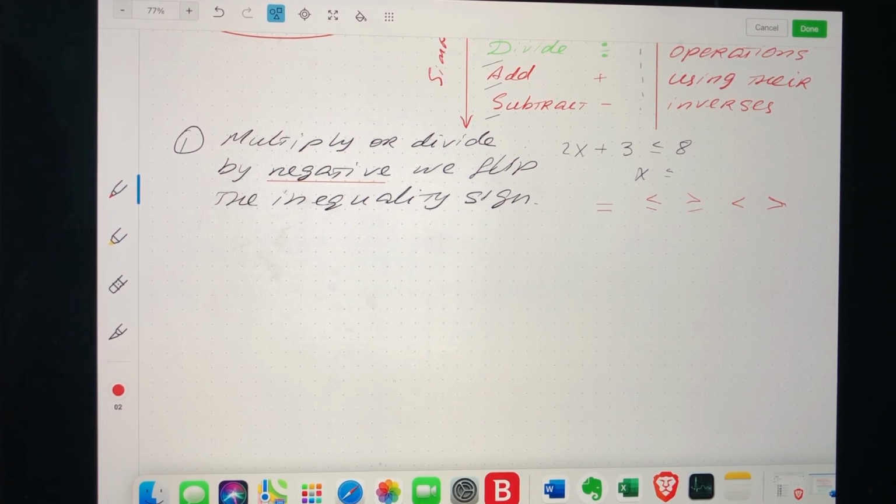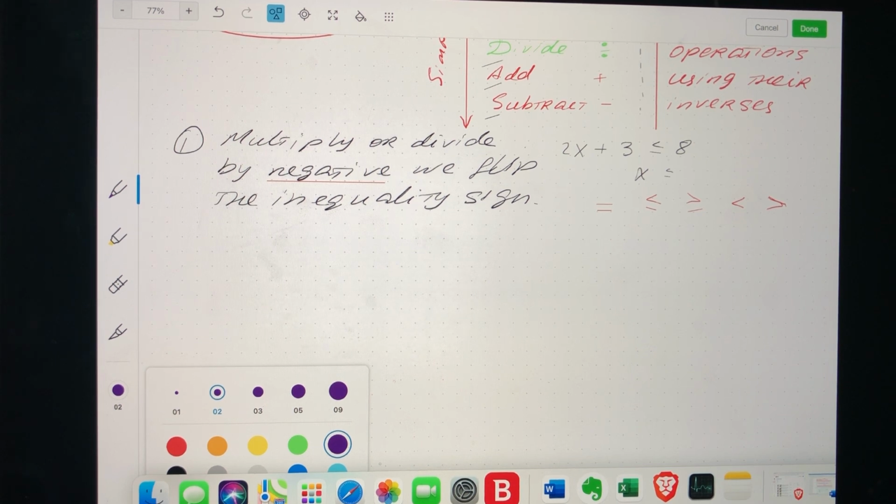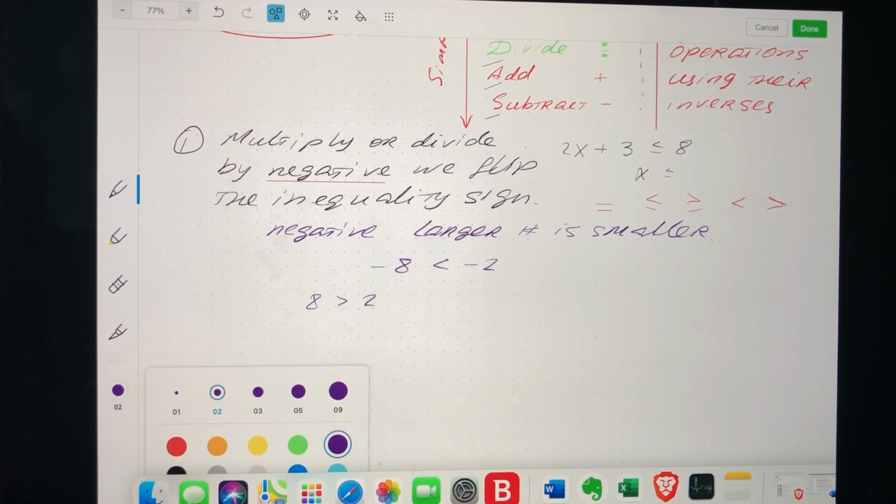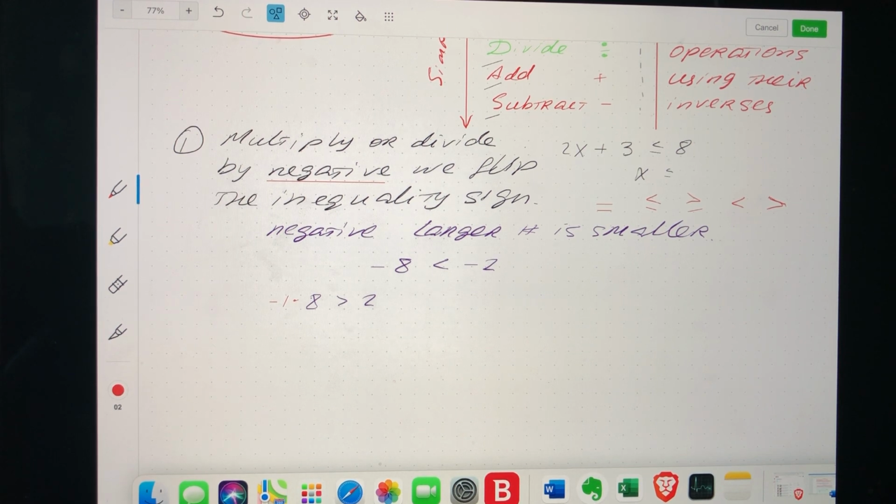Well, one of the ways we can justify it to ourselves is that with negative numbers, the larger number is actually smaller. For instance, -8 is considered to be less than -2. So what happens if I have a true statement such as 8 greater than 2, and I multiply both sides by -1, which I can do? That turns into -8 greater than -2. Well, that's a false statement.